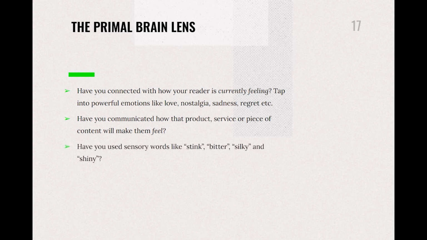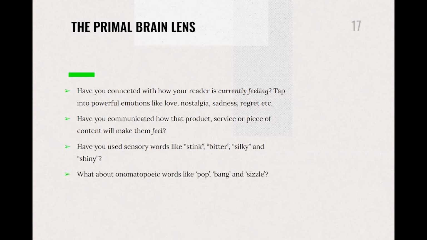Have you used sensory words like stink, bitter, silky, and shiny? This is a really cool trick, to use words that are sensory. And again, if you look at these words, I don't know if you can tell, but it connects to our brain quicker, right? Because we instantly think of the smell or the touch or how something looks. You can replace adjectives that are just normal adjectives with sensory adjectives and immediately grab more attention and tap into that primal brain.